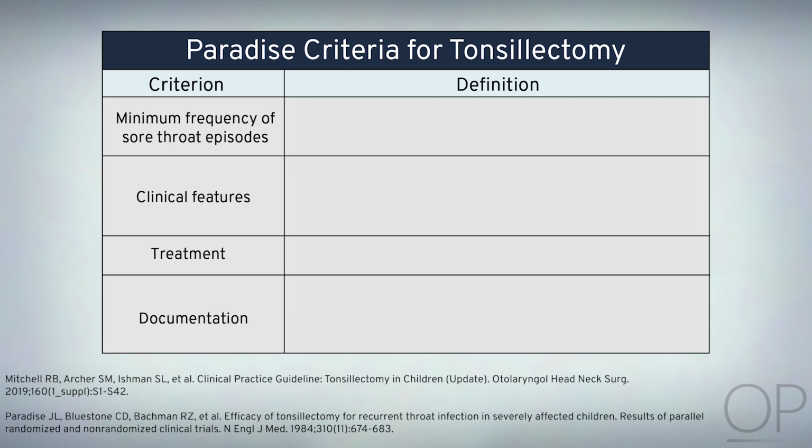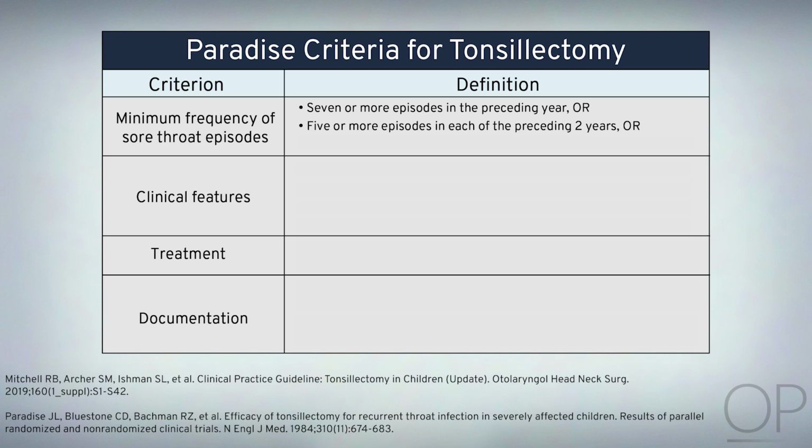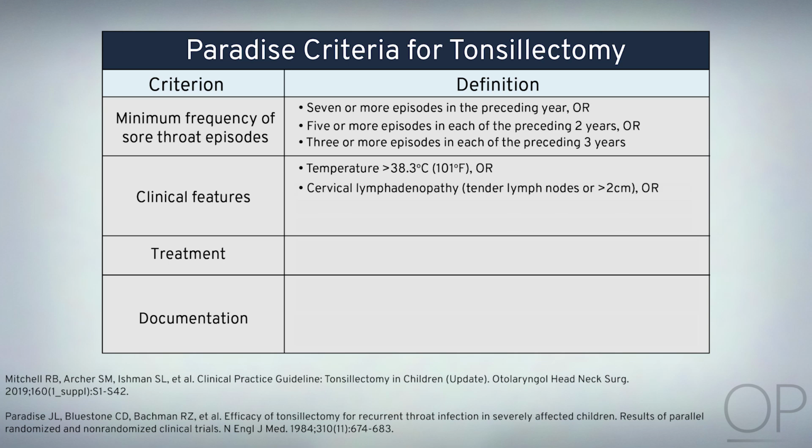The minimum frequency of sore throat episodes a child needs to qualify for tonsillectomy is as follows: at least 7 episodes of sore throat in the previous year, or at least 5 episodes in each of the previous 2 years, or at least 3 episodes in each of the previous 3 years. In order to count towards the minimum frequency, each sore throat episode must be accompanied by one of the following clinical features: a temperature greater than 101 degrees Fahrenheit, cervical adenopathy, or tender lymph nodes or lymph node size greater than 2 centimeters, tonsillar exudate, or a culture positive for group A beta hemolytic streptococcus.